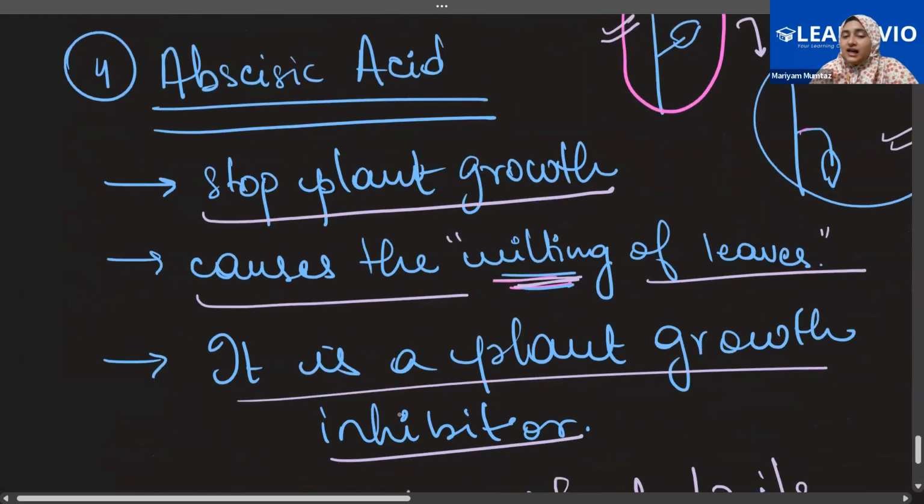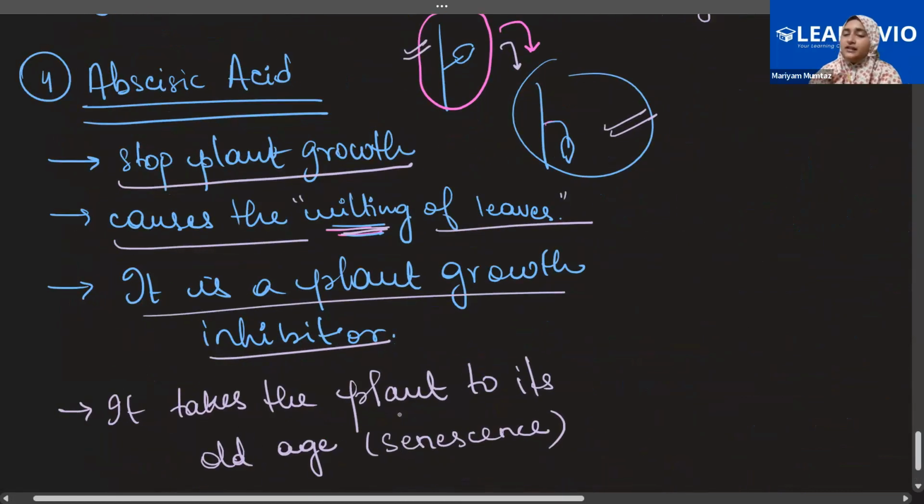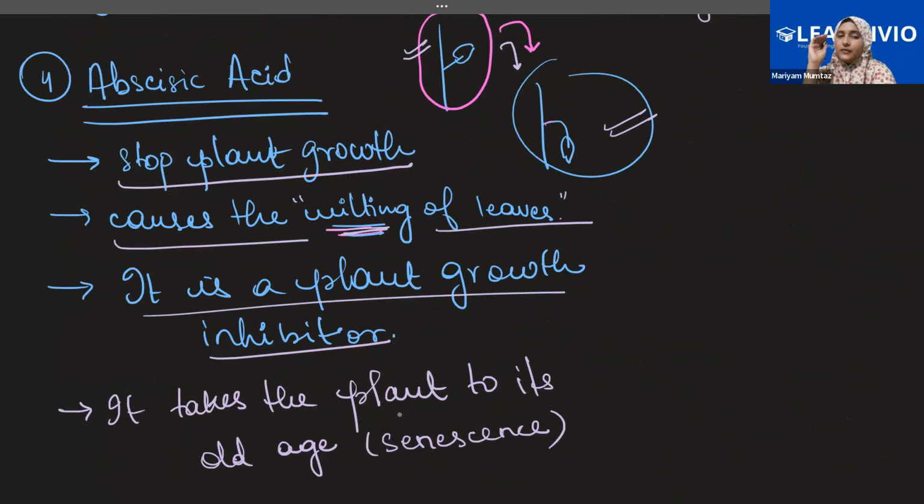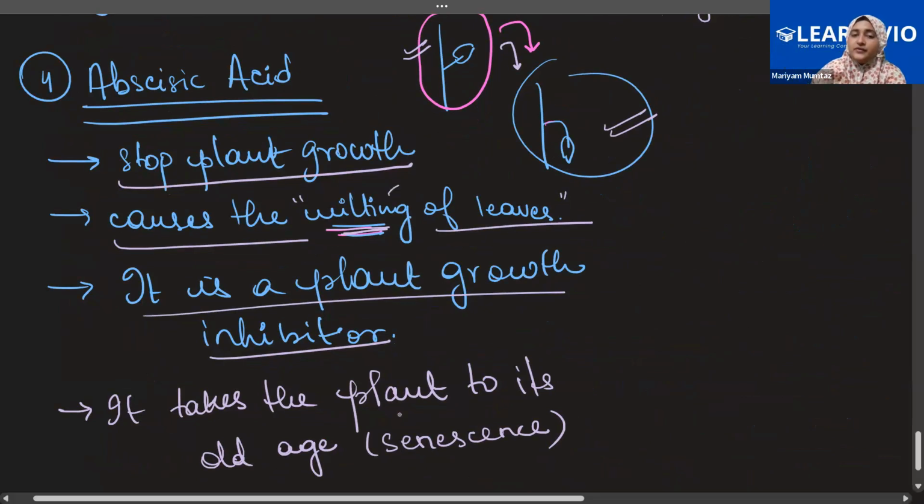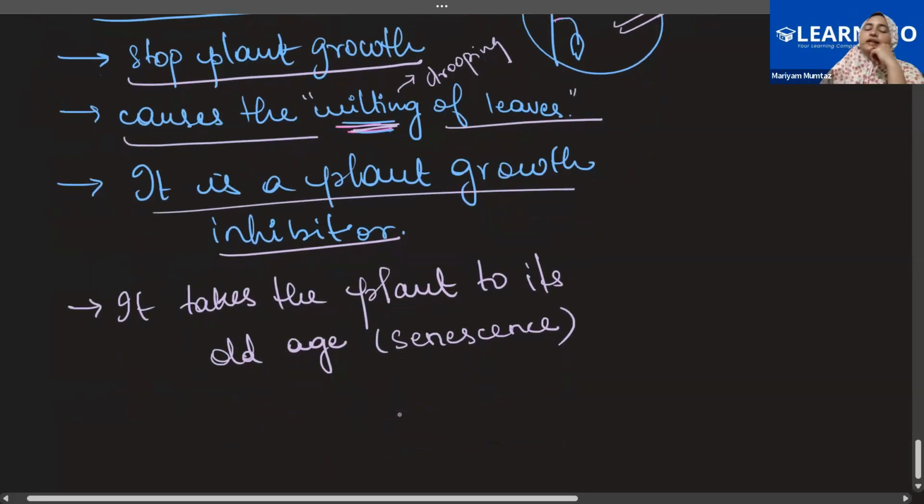Now coming on to abscisic acid. This is the last hormone that you have to study. Now this hormone does everything opposite to the other three. It stops the plant growth, it retards the plant growth. Apart from that, it causes the wilting of the leaf. Wilting of leaves means drooping of leaf. You understand drooping, right? You might have seen that some plants, when you don't water them regularly, are standing upright and then after that they become like this. So when this happens, this is what we call drooping of leaves. Clear? Drooping or wilting, it's the same thing.